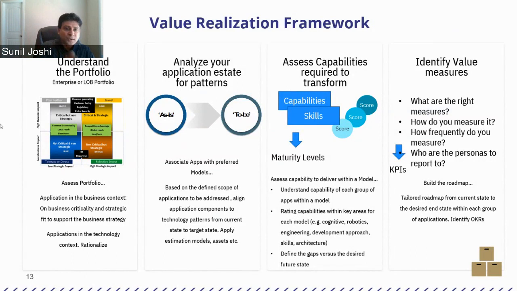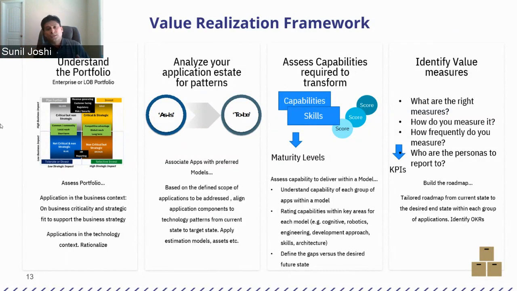Okay. The first aspect is understanding the business imperatives on our application estate. What that means is I have 1,000 applications. Are each of these applications equal in terms of business criticality? How many of these applications drive a large part of my revenue?